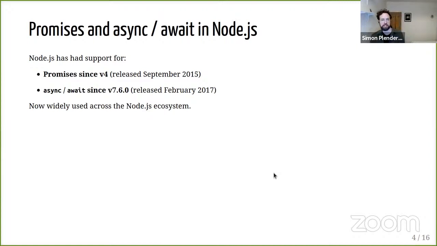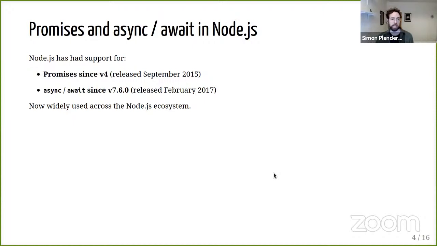So promises and async await in Node.js. Now, Node.js at this point has had support for promises for the best part of, well, over 5 years at this point. And async await has been supported since v7.6. So that's 4 years that we've had these features available in Node.js.